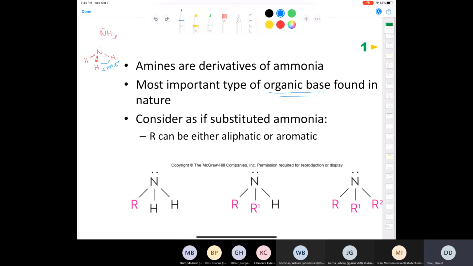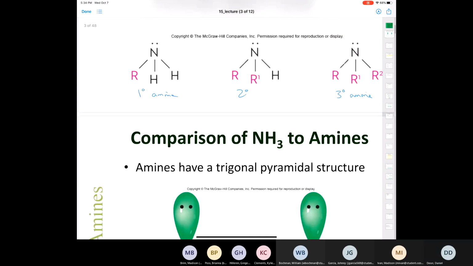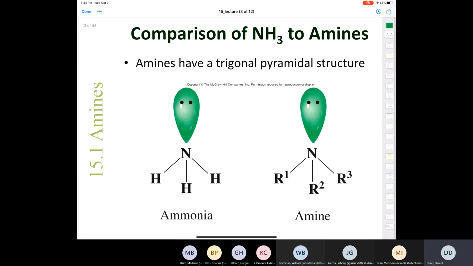If we have one R group on our amine, we call that a primary amine. If we have two R groups, we call it a secondary amine. And if we have three R groups on a nitrogen, we call that a tertiary amine. If we compare the trigonal pyramidal structure of ammonia versus a tertiary amine, that's what's being shown down here, because we have three R groups, so more accurately, we can call that a tertiary amine.